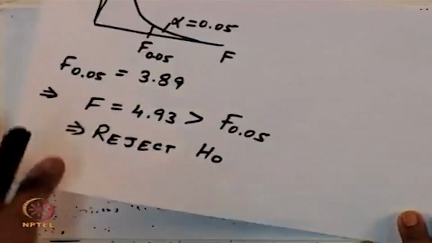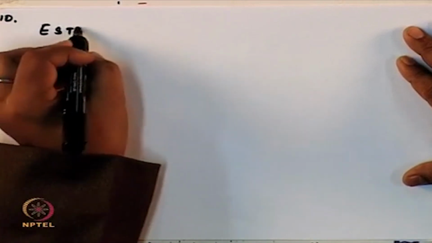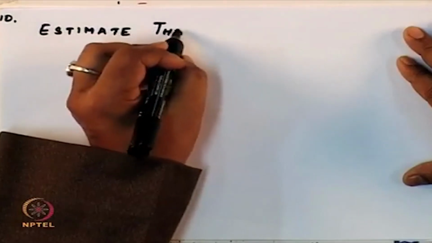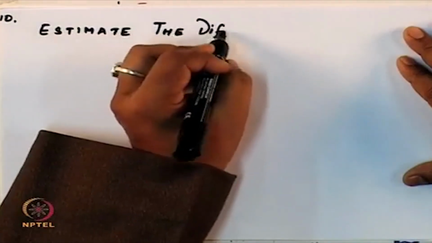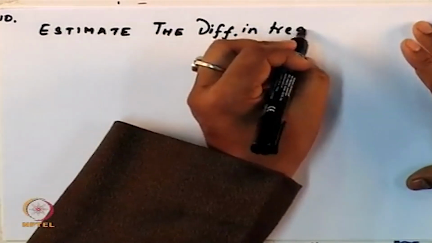If I reject H naught, then the next question that comes up is, can I come up with a confidence interval for the means or the difference of means? So, the question becomes, can I estimate the difference in means or in treatments?